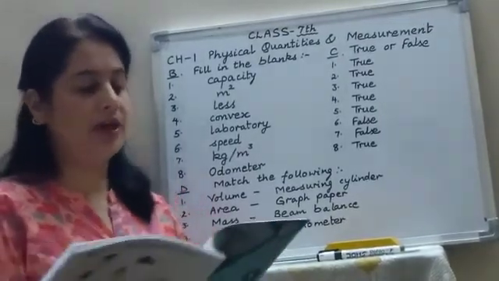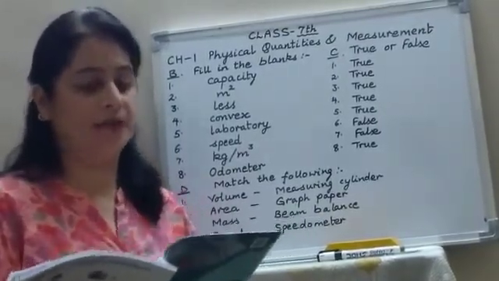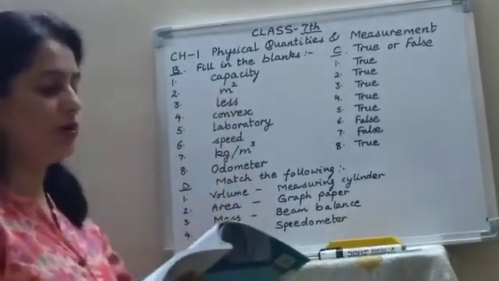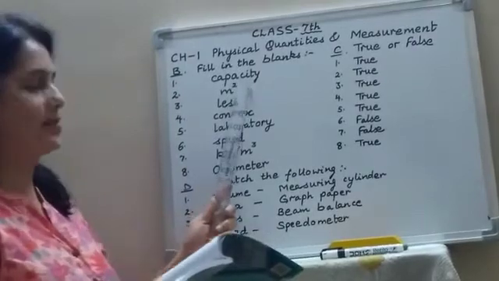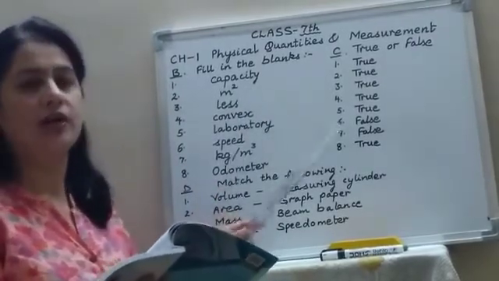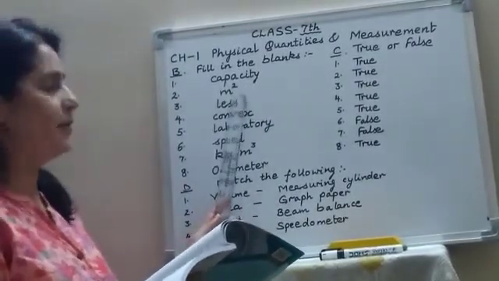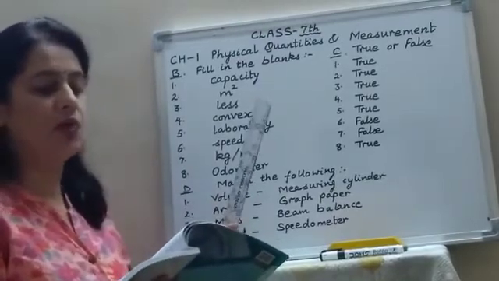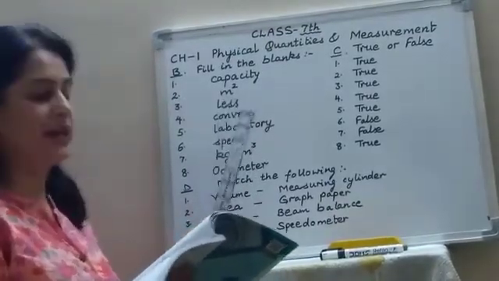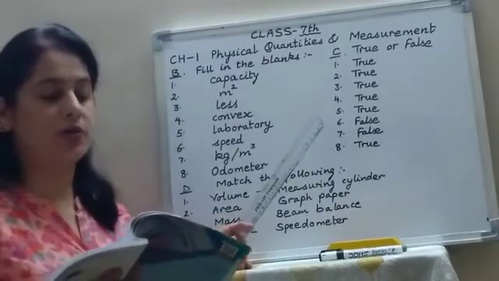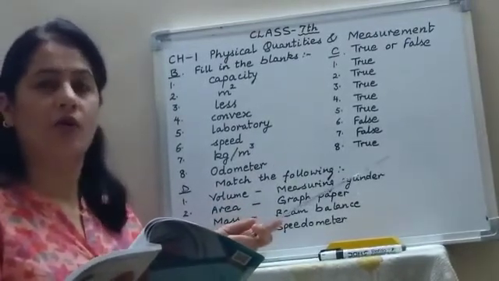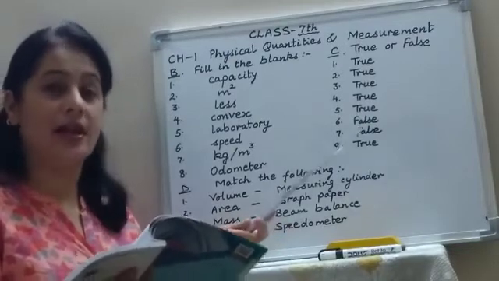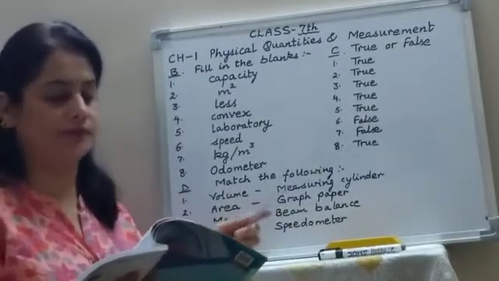Now question number B, fill in the blanks. I have written the answers on the board. Volume of a container is also known as capacity. SI unit of area is square meter. The density of water is less than that of wood, because water is a liquid and wood is a solid, and the density of liquid is less than the density of solid.